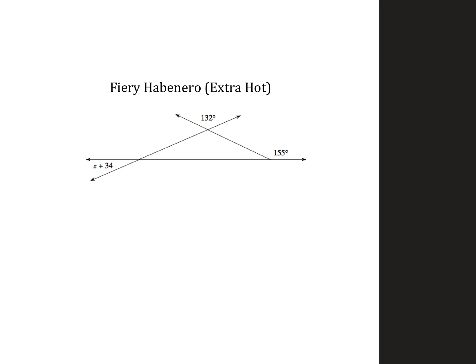So, we have some angles here. What kind of angles are those? Those are vertical angles. This is also going to be x plus 34. Okay, here's another vertical angle. This is going to be 132. And this angle, we'll call this angle Y. These make a linear pair, so Y is going to equal 180 minus 155, which equals 25 degrees. So this is 25 degrees.